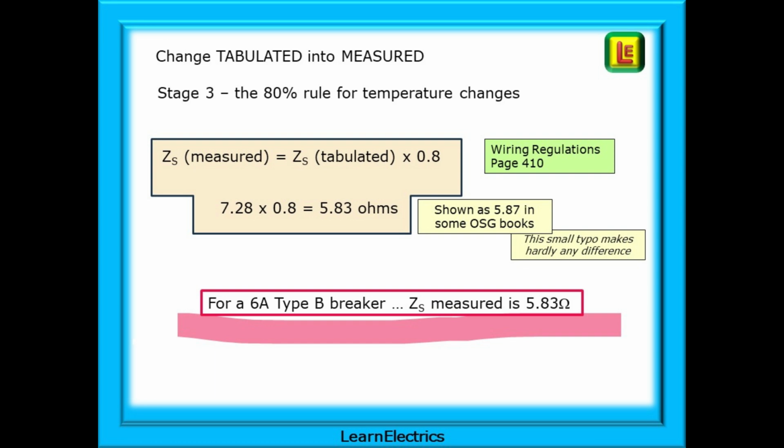If you look at table B6 in the on-site guide, the ZS is shown as 5.87 ohms. This is a typo. The correct ZS should be 5.83, but the difference is so small it will make no difference to many on-site test results.